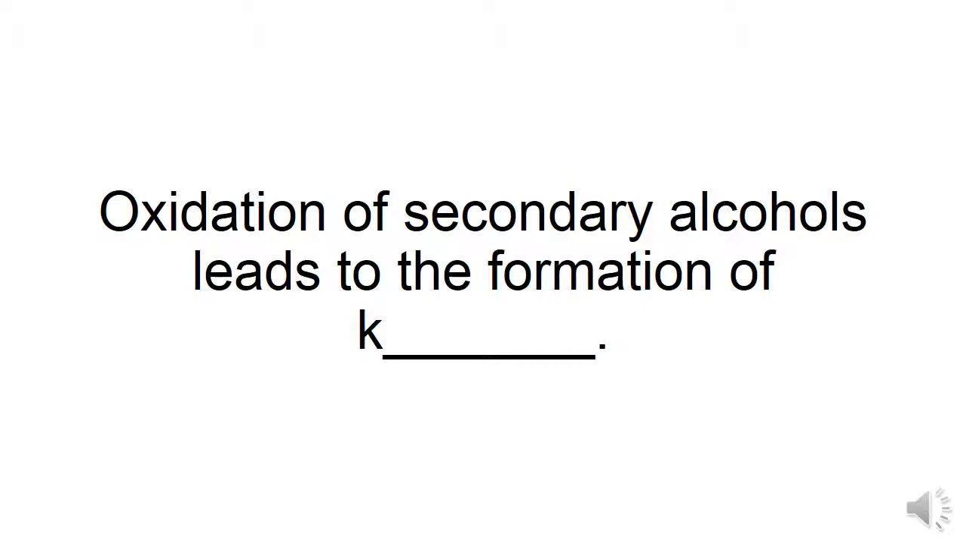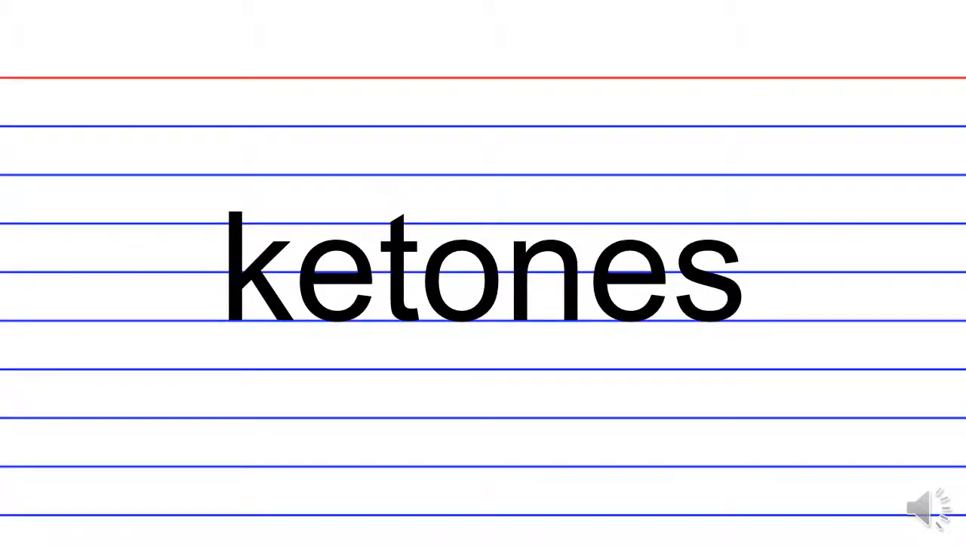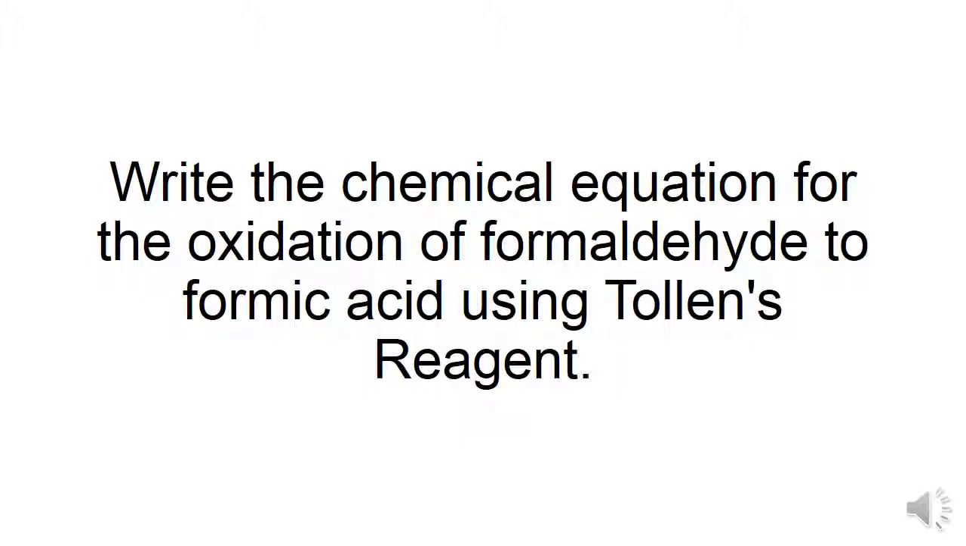Oxidation of secondary alcohols leads to the formation of K blank. So oxidation of secondary alcohols leads to the formation of K blank. All right, you might have guessed it, that would be ketone.